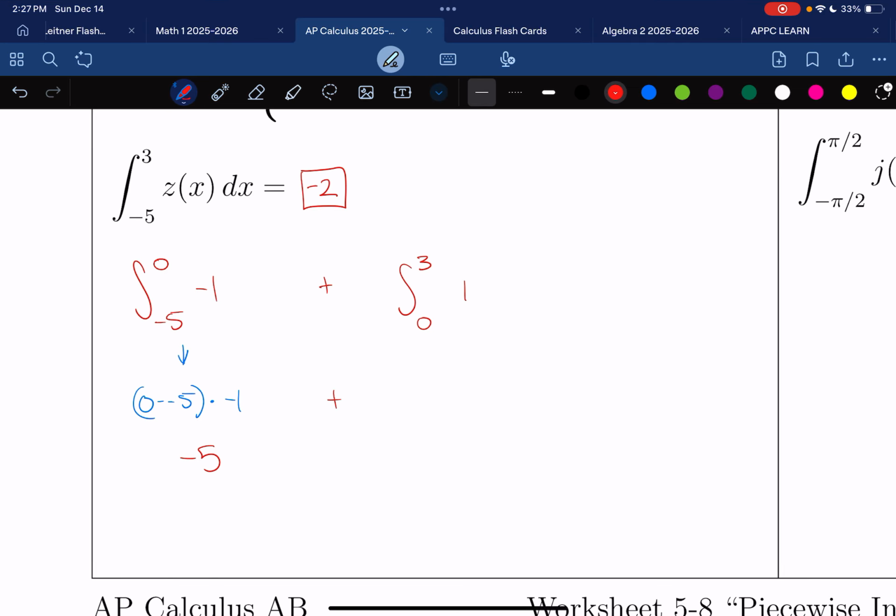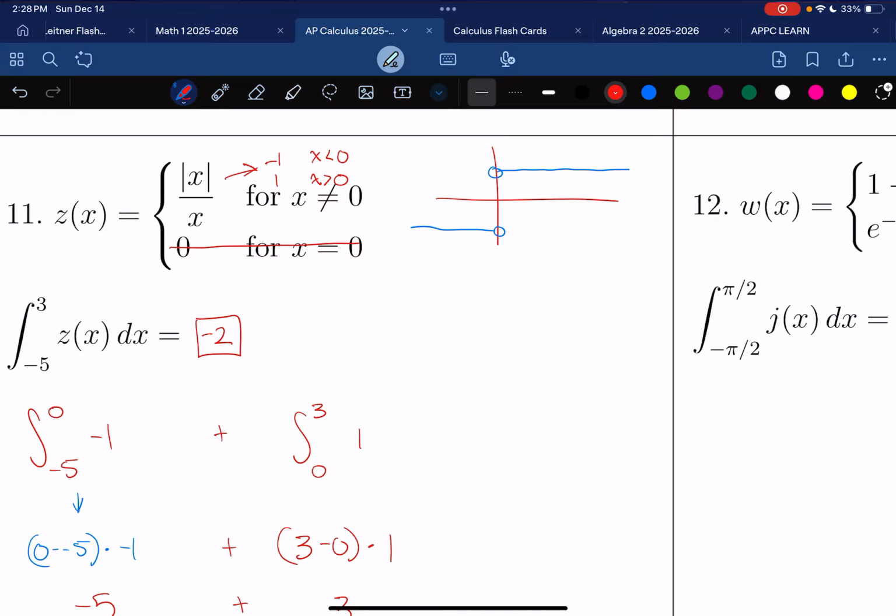And then over here on this right-hand side, I can say, okay, the trick here is you subtract the bounds. 3 minus 0 is 3. And then you multiply it by whatever the number is right here, and that number is 1. So you can say this is 3 times 1, which is just 3. And I add those together, and I get a -2, which, again, I got in a very different way.